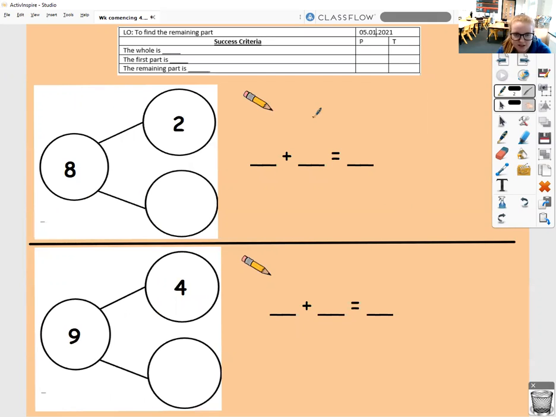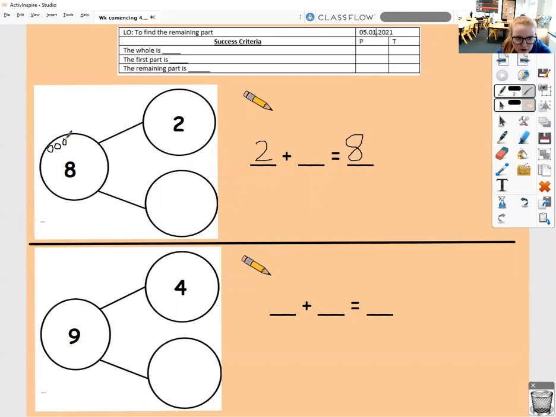Let's have a go at this one. This is the whole. My whole is 8. Oh no, those are my parts. This is my whole here. The whole is 8. My first part is already written in for me, my first part is 2. But I need to find what my remaining part is.